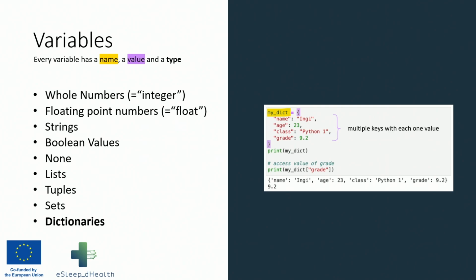And you can see below how we print this dictionary. And we can also specify which key of a dictionary we want to print. So in the second line of the output, you can see that we print only the grade of this student.